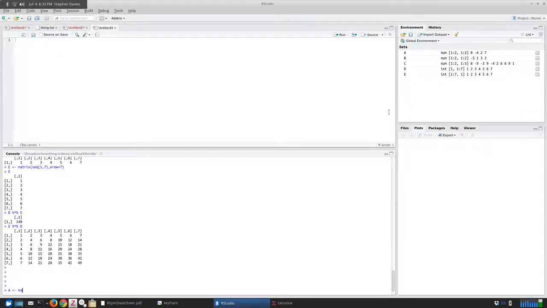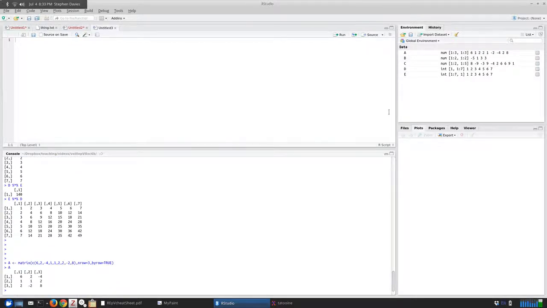Let's set our A equal to a matrix with the following entries: 6, 2, negative 4, 1, 1, 2, 2, negative 2, 8. And we'll say that's 3 long, and we have to say by row equals true since we're specifying ones that we actually care about in a certain order. And then let's make our B, and we'll set that equal to a matrix which has negative 4, 8, 4, and we'll say the number of rows equals 3.